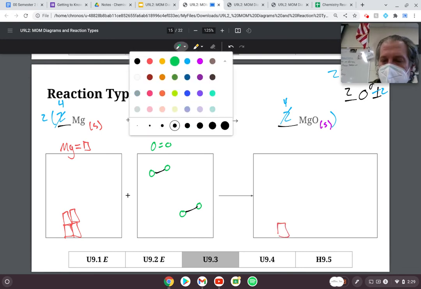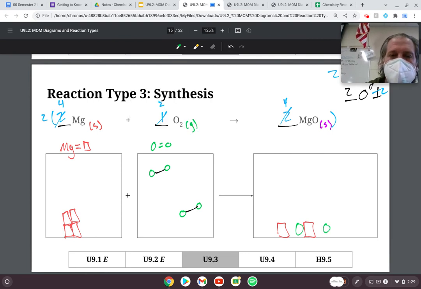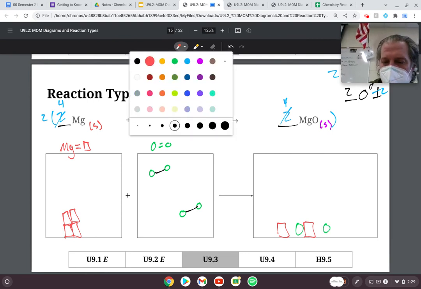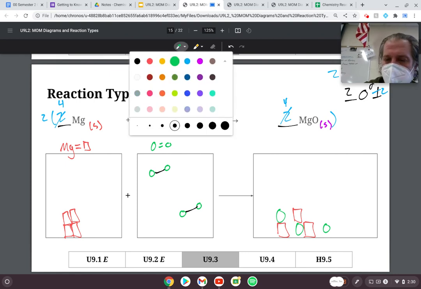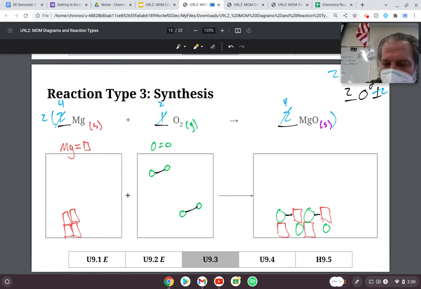Square, circle, square, circle, and then I'm going to do circle, square, circle, square, and then I'm going to make sure that my units of MgO are connected, and there we go. That's my solid. Okay, so this type of reaction is called a synthesis reaction. We took 2 things and made it into one thing.